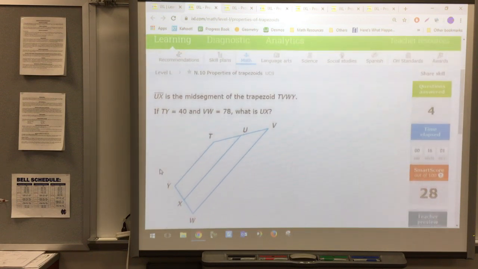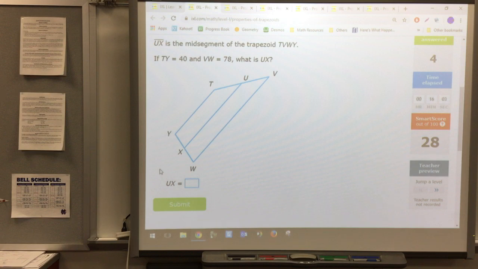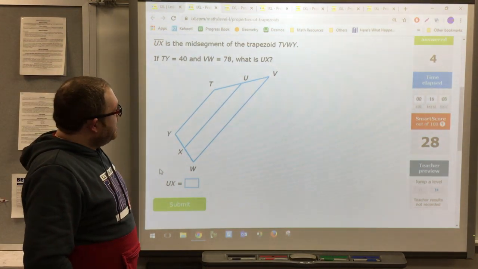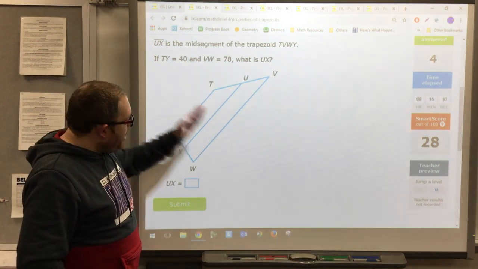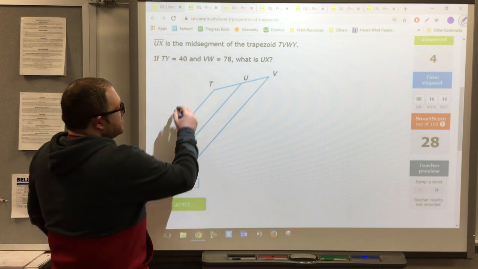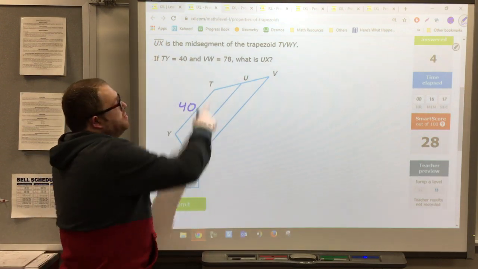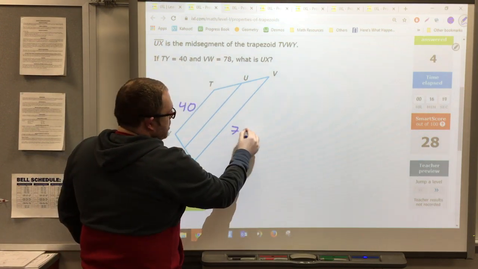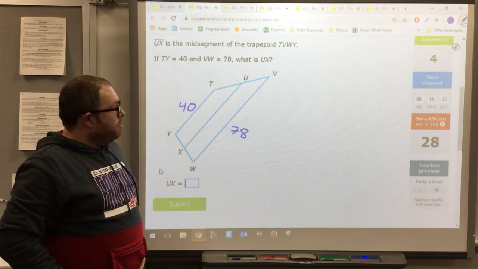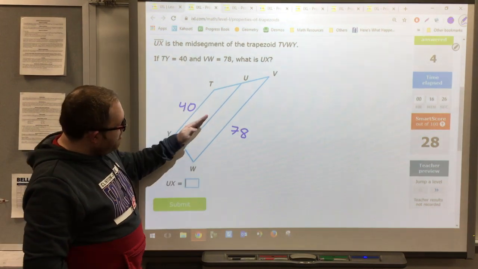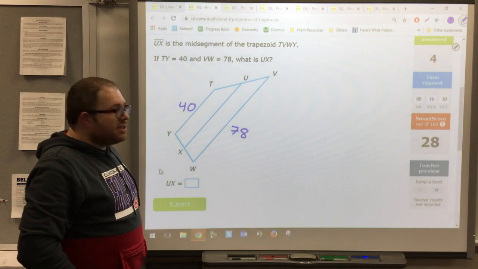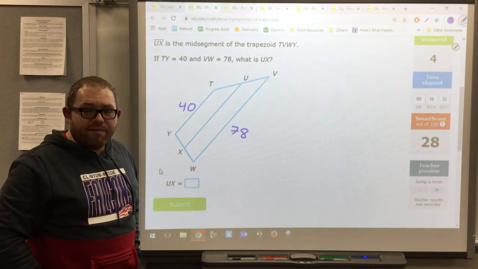All right, now this example is a perfect example of one where they give us both bases. TY is 40, VW is 78, and they want UX. Because UX is smack dab in the middle, I have to find the number that's in the middle. The fastest way to do that is by getting the average.